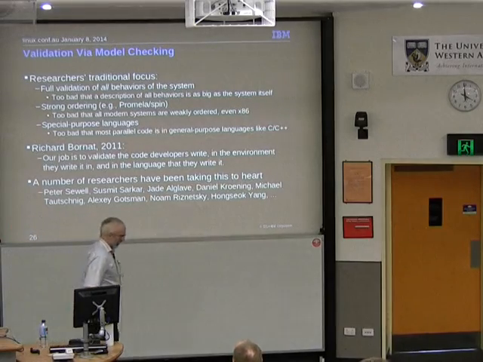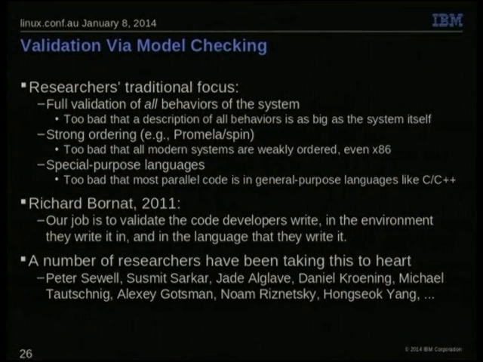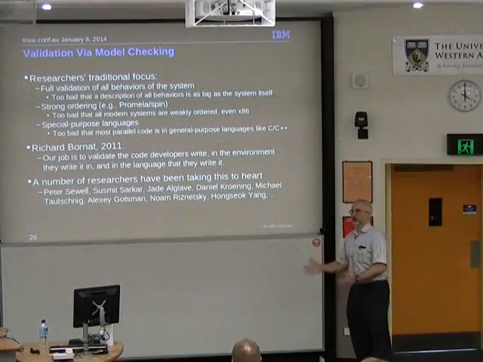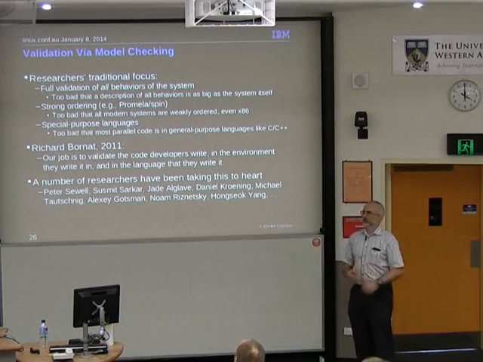One of the problems we've had with formal verification is that a lot of the formal verification guys had a very strange notion of what their job was and what systems did. So the traditional formal validation means that you validate all the behaviors of the entire system, and that means you need a description of all the behaviors of the entire system. And that description tends to be about as big as the system itself, and just as likely to have bugs as the system itself. And also, this is very slow.